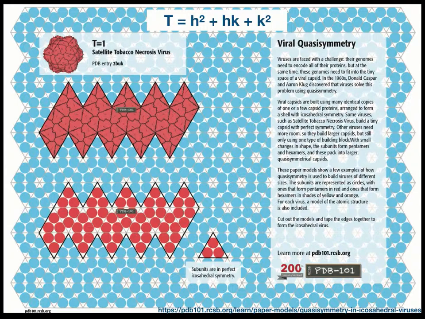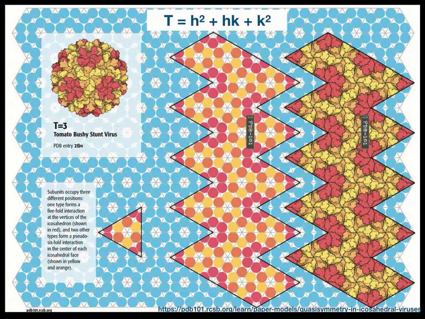So this would be the simplest example. It's a T1 capsid. What you get in each side, you get 3 subunits, and then you can fold, and you can make satellite tobacco necrosis virus, that would be this thing. And we're going to see that as we try to build viruses with a higher T number, the area that we cover is going to be larger. So we're going to make larger capsids as well.